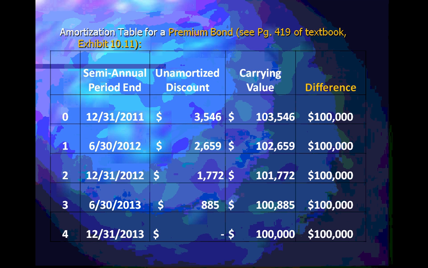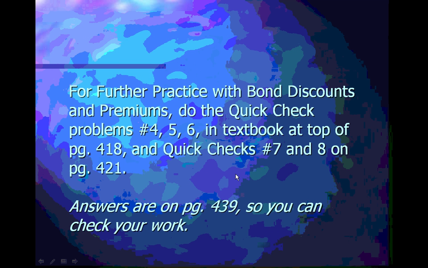I strongly recommend you read page 419 of the textbook. That's where this table is, and this should make sense to you. There are other practice problems here. If you look in the book on page 418, numbers 4, 5, and 6, they have answers on page 439. On page 421, you have some quick check problems, 7 and 8. If you want to check those and check answers, that builds your confidence, and hopefully this lecture helps you with that.